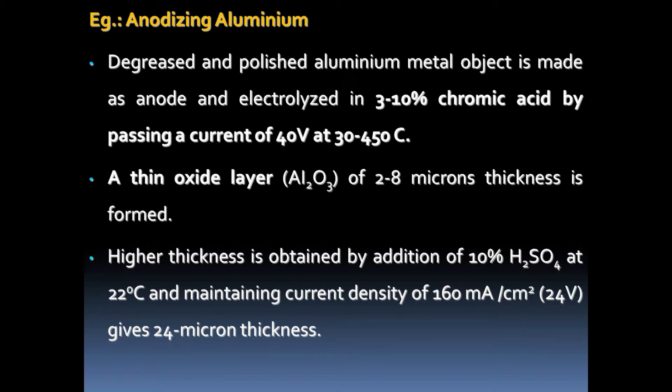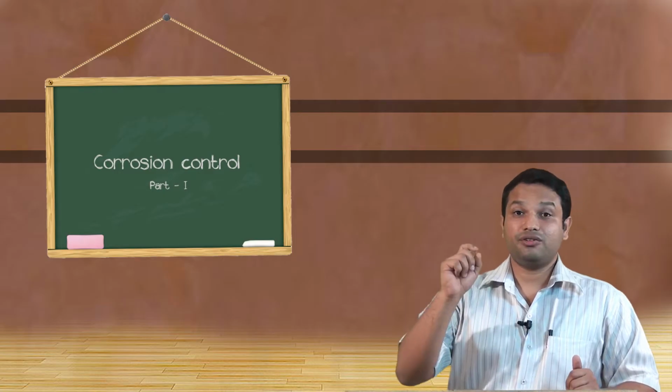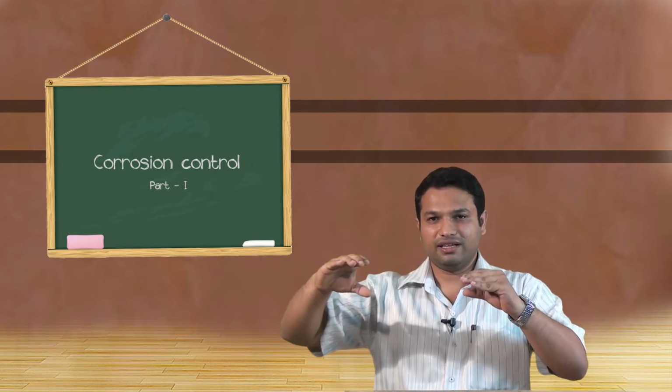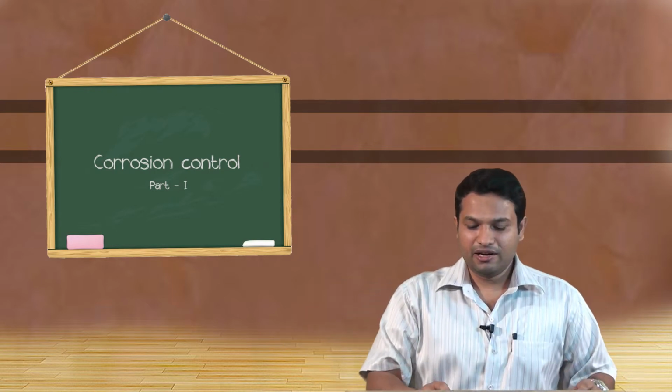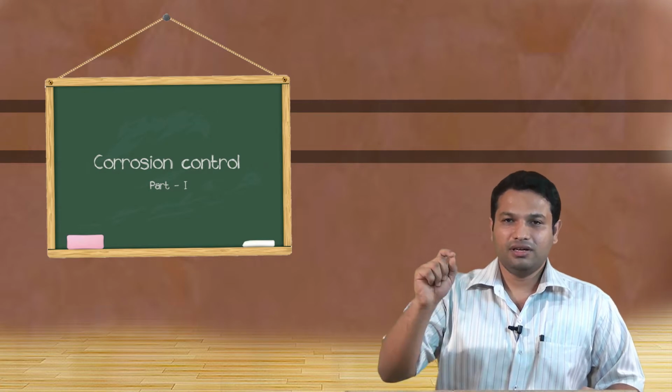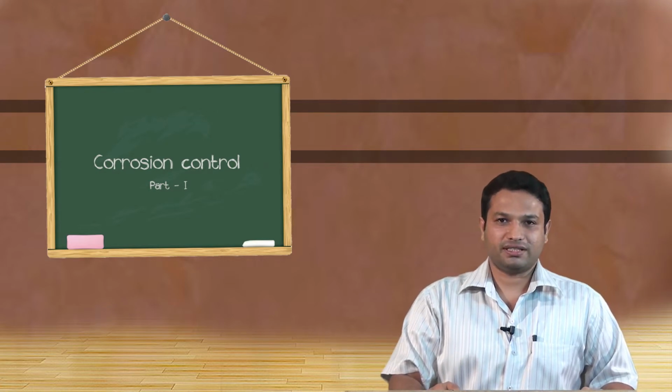If you want a thicker layer, so that if your sample experiences more wear and tear in daily life, then we need a thicker layer of aluminum oxide. The condition we can maintain is to enhance the acidity by taking 10% sulfuric acid and maintaining high voltage and current, around 24 volts and 160 milliamperes. So we get 24 micron thickness of the coating. The thicker it is, the better it is for excessive usage of aluminum.